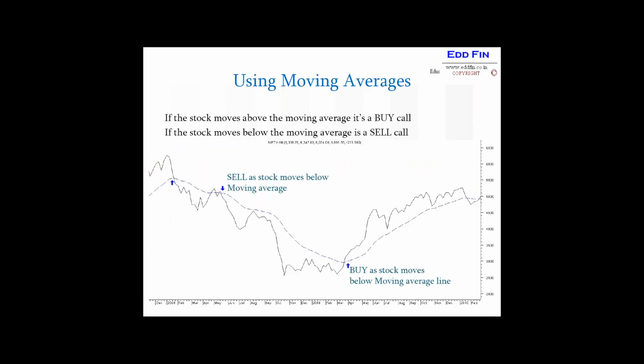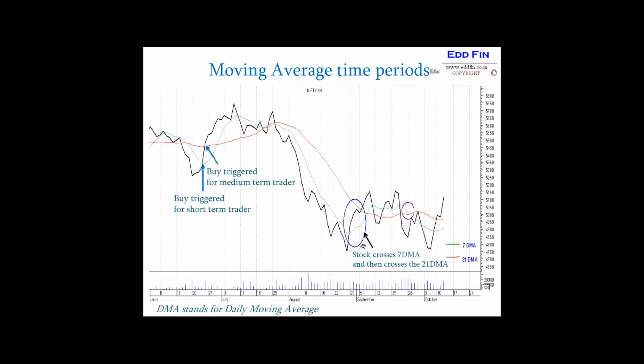So let us see this moving average. This is a simple moving average, which is giving a buy or sell signal. Whenever the stock breaks below the moving average, it gives a sell signal. Whenever it breaks above the moving average, it gives a buy signal. These are multiple moving averages. We have used a 7-day and a 21-day moving average here. Whenever the stock breaks above both moving averages, it gives a double confirmation, and vice versa.